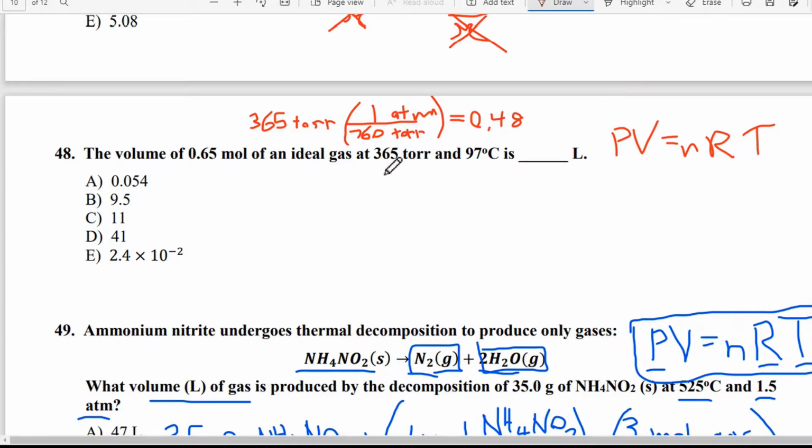And then the 97 degrees, you have to make sure that you add 273. And that's going to make this 370. And then all you have to do at that point is plug in all the information and solve for the volume. So V equals nRT over P.